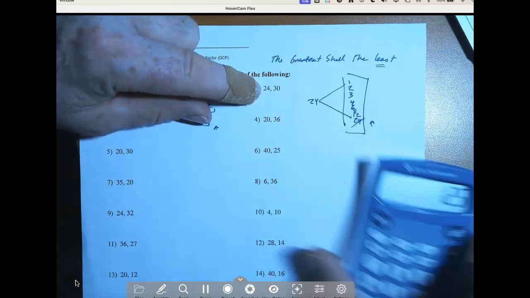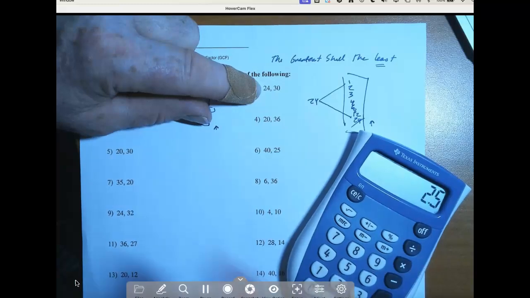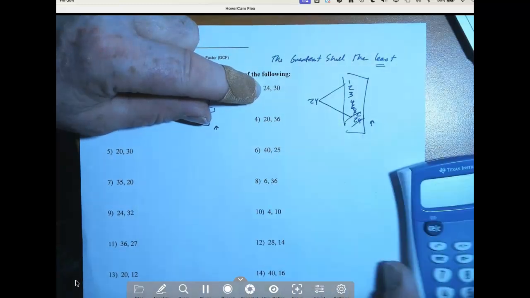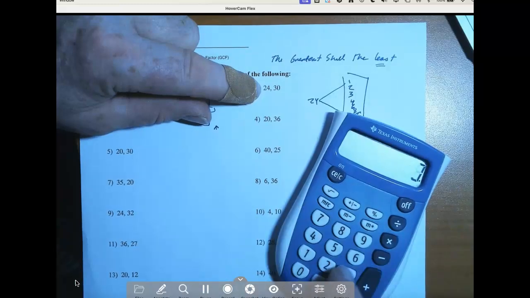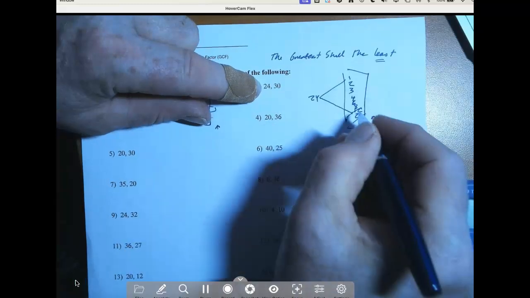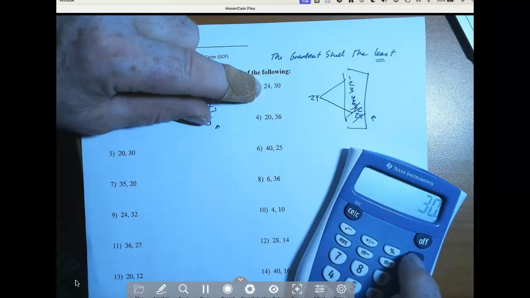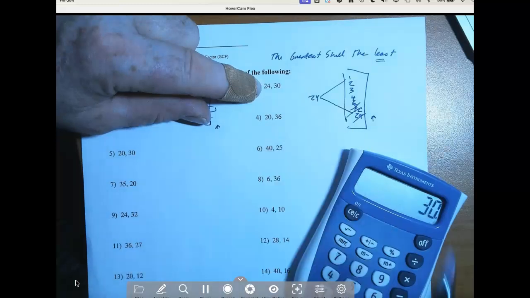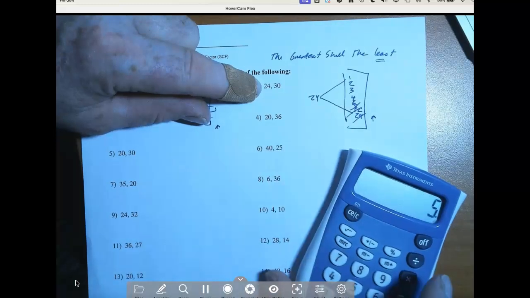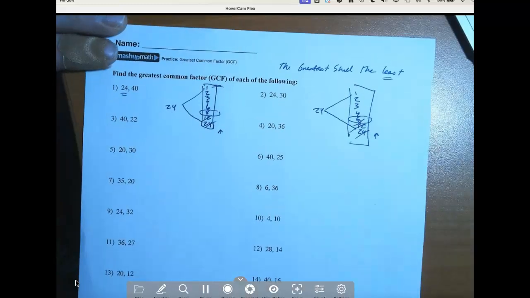Does 12 fit into 30? Well, we'll try it. 30 divided by 12 equals 2.5. No, that does not. Does 8 fit into 30? 30 divided by 8 is 2.75. Nope. We'll run out of numbers here. The next one is 6. 30 divided by 6, there we go. It's 5. 6 is the greatest common factor.